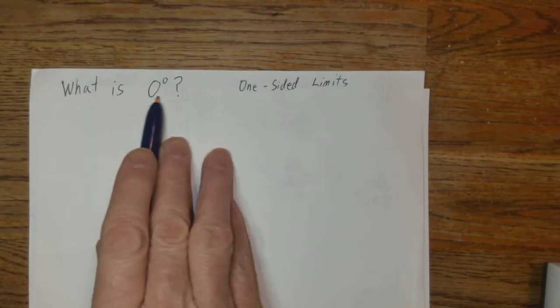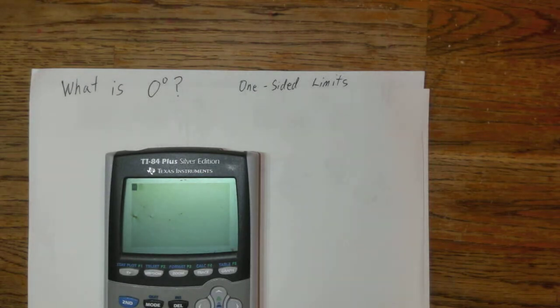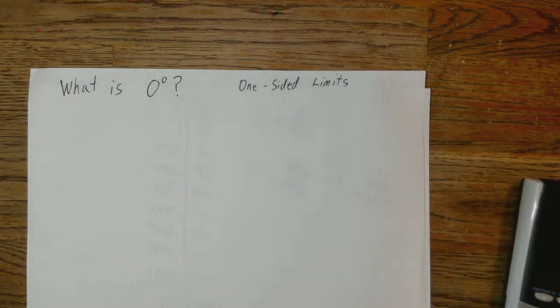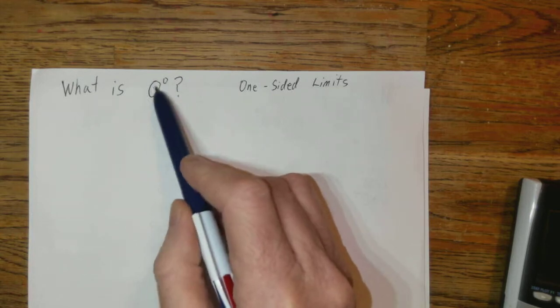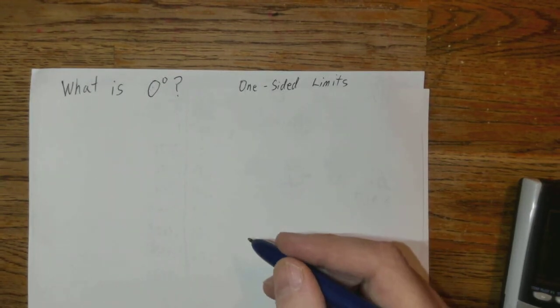I have this interesting question here. What's 0 to the power of 0? Well, let's look. 0 to the power of 0 gives an error, a domain error. We can't have a base of 0 with an exponent of 0. So what is 0 to the power of 0?